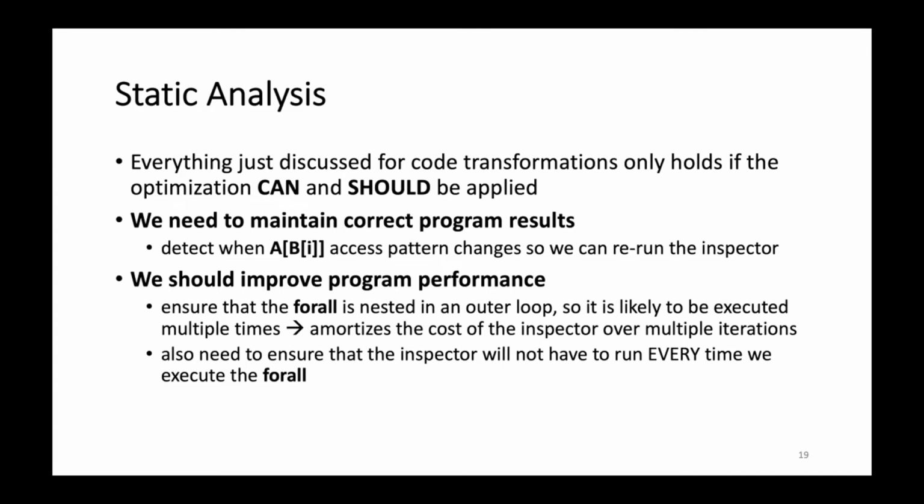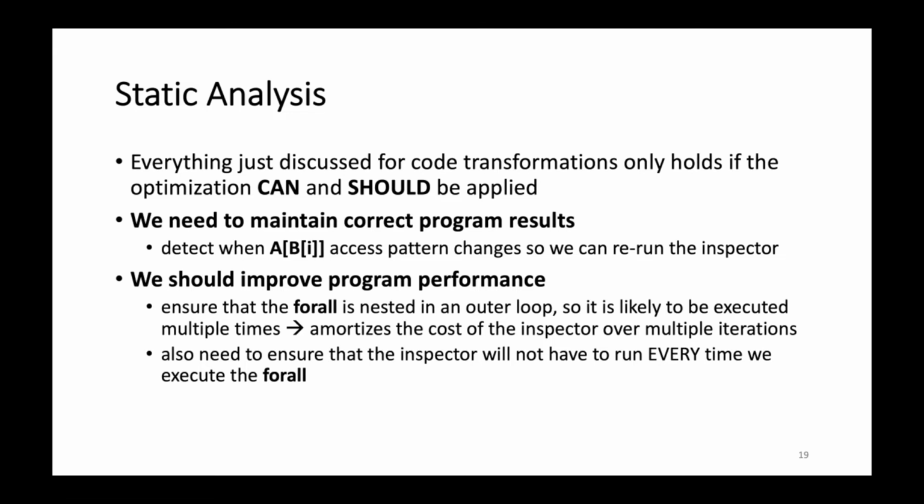The other thing to consider is whether we should apply the optimization. So this is a question about performance. You shouldn't apply an optimization if you're going to get bad performance. That's also not a useful optimization. So what we try to do is ensure that performance gains are going to be likely. And we do this by making sure that the forall loop is nested in some outer loop.